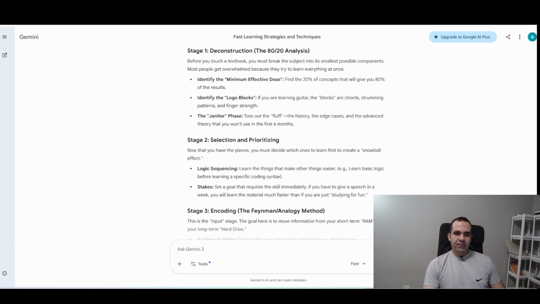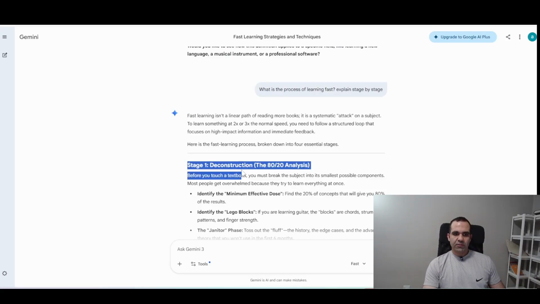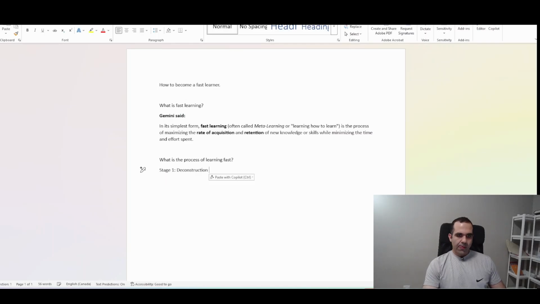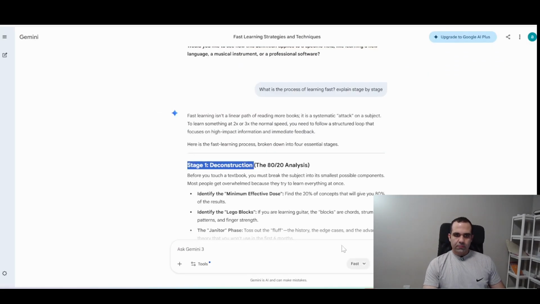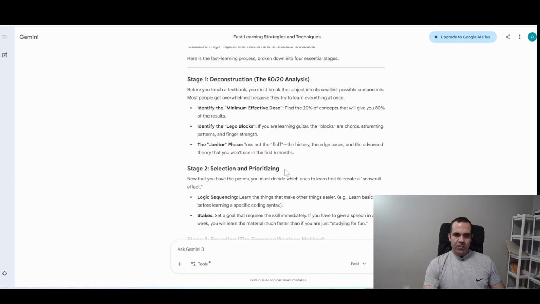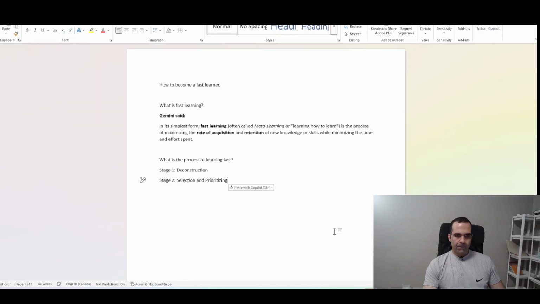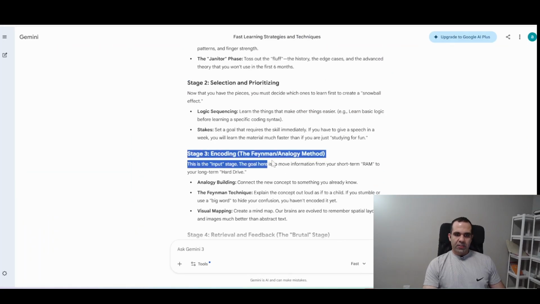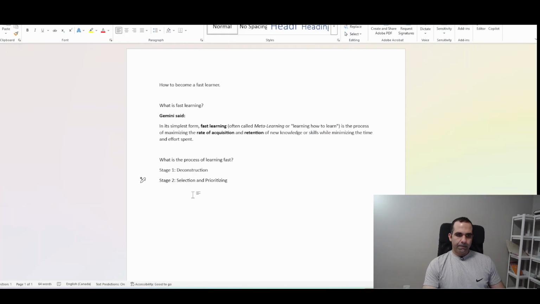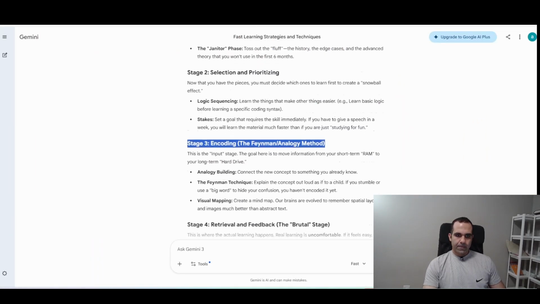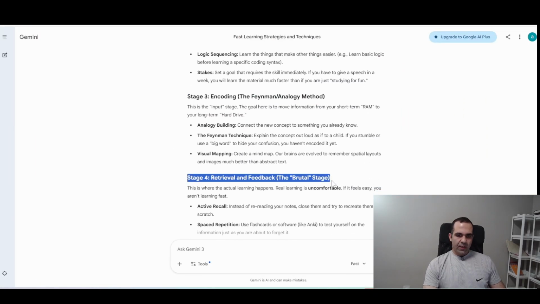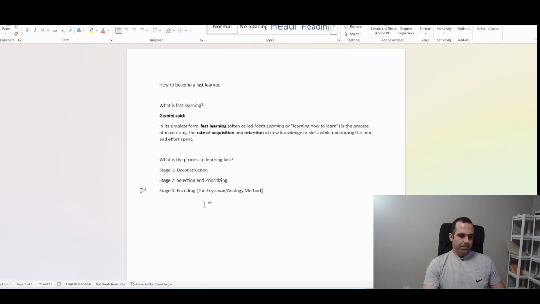Okay, so now we have the stages. Stage one: deconstruction. Stage two: selection and prioritizing. Stage three: encoding. Stage four: retrieval and feedback. Okay, so we have four stages for learning fast.